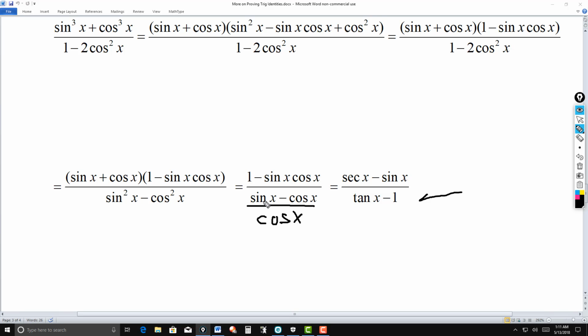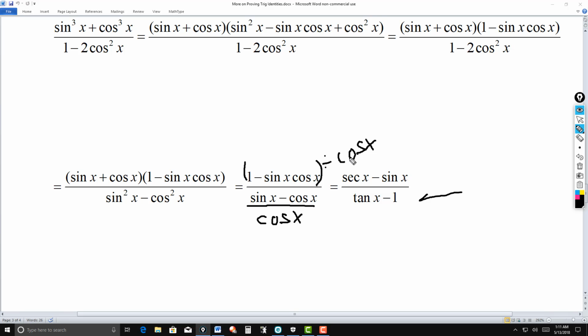So sine of x divided by cosine of x, that's one of your basic identities. That's tangent of x. And minus cosine of x over cosine of x is minus 1. That takes care of that one. But remember, whatever we do to the denominator, I have to do to the numerator. Whatever I do to the numerator, I have to do to the denominator. Otherwise, it's not legal. So I divided the denominator by cosine of x, so I have to divide the numerator by cosine of x.